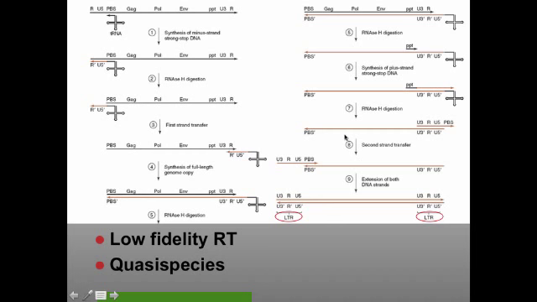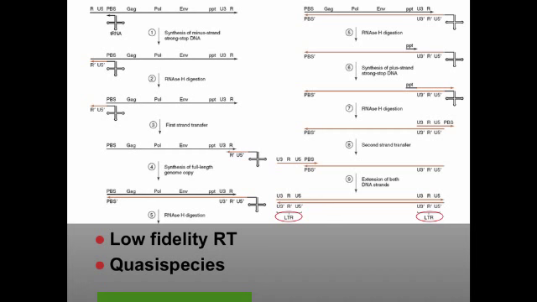But one of the things it doesn't have is proofreading. So it's actually really quite a low-fidelity polymerase. And this is one of the reasons why HIV drugs have been a real problem to make and get to work. And that is that you end up making lots of mismatches and mistakes when these genomes get replicated.